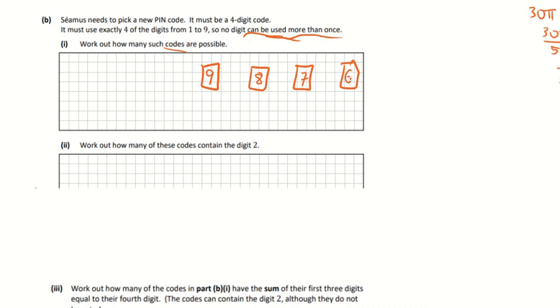So if it had said that they could be used more than once, you'd just have 9 times 9 times 9 times 9. But here it's going to be 9 times 8 times 7 times 6, and that's all you have to do. So 3024. That's the final answer. So work out how many of these codes contain the digit 2.